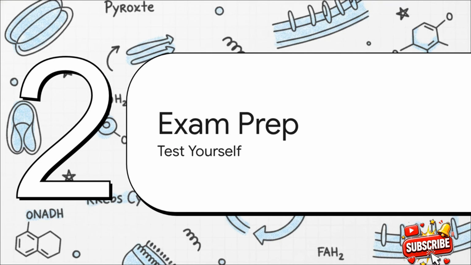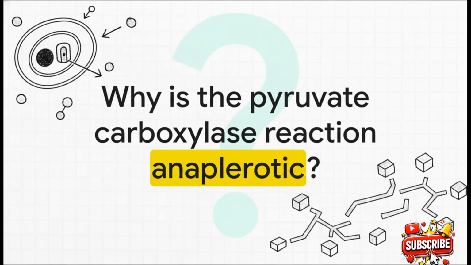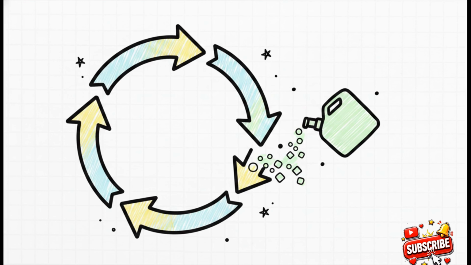All right, let's see how much of that stuck. Section 5, exam prep. Test yourself. First up, a conceptual question. Why is the pyruvate carboxylase reaction described as anaplerotic? Think back to door 1 and that definition we reviewed. What does that fancy word actually do for the cell? Did you get it right? It's all about keeping the TCA cycle fully stocked and running. If the cycle is starving for intermediates, pyruvate carboxylase steps in to basically refill the tank with oxaloacetate.